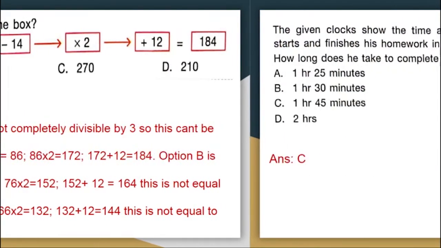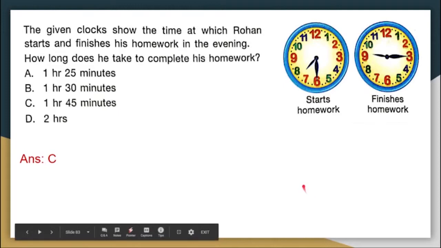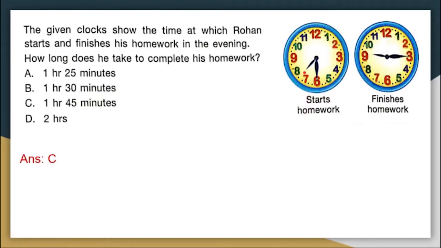Next question. The given clocks show the time at which Rohan starts and finishes his homework in the evening. How long does he take to complete his homework? So Rohan is starting at 7:30 and finishing at 9:15. What is the total time he takes? See, 7:30 to 8:30 is 1 hour and 8:30 to 9 is half an hour. So 1.5 hours. Then 9 to 9:15 is another 15 minutes. So Rohan works for 1.5 hours plus 15 minutes, or 1 hour 45 minutes. So your correct answer here is option C, 1 hour 45 minutes.